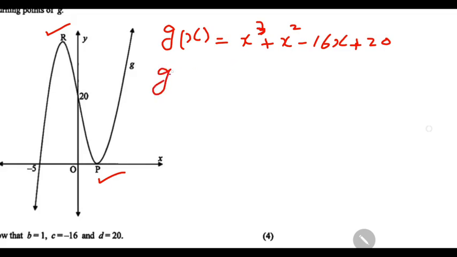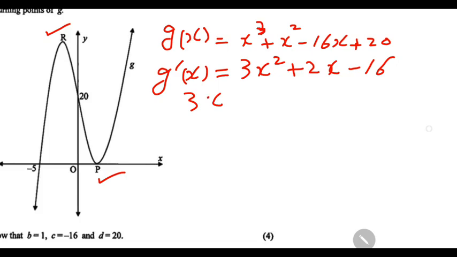So for the first derivative, I take 3x square plus 2x minus 16. So this is the first derivative. Now the first derivative must be equal to 0 to find the turning point. So 3x square plus 2x minus 16 is equal to 0.